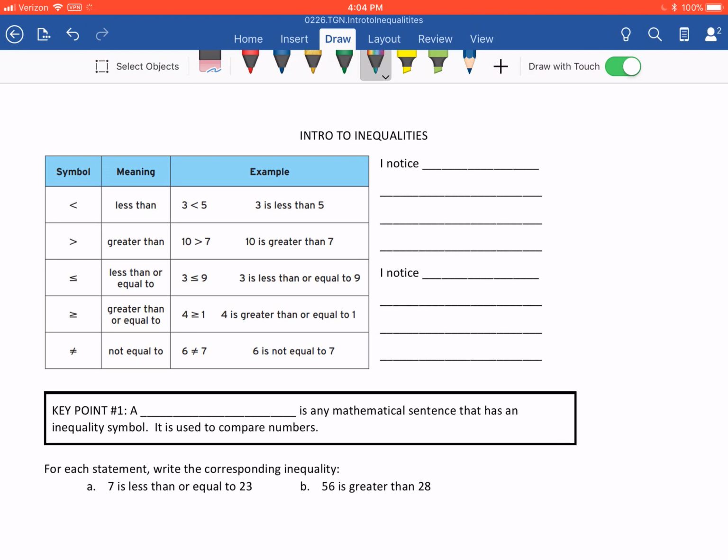We're going to start our lesson by taking a look at this chart that is over here to the left. There are symbols in there, their meaning, and an example. We're going to look through each of the rows. So that first row, we have the symbol. It tells us the meaning of it is less than, and then it gives us an example, a mathematical sentence right here, which is read as 3 is less than 5. 3 is less than 5. Go ahead and read the rest of those rows to yourself. Pause this video and write down 2 things that you notice right there.